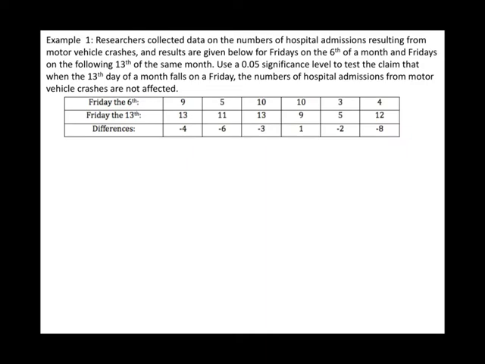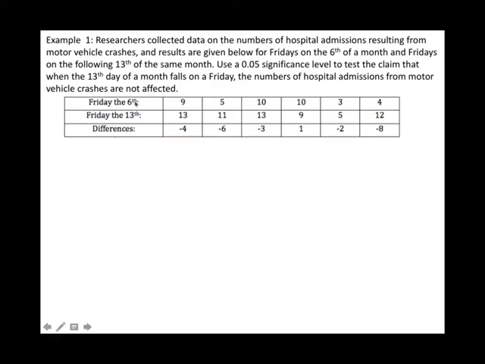Okay, example 1. Researchers collected data on the numbers of hospital admissions resulting from motor vehicle crashes, and results are given below for 5 days on the 6th of a month and 5 days on the following 13th of the same month. Use the 0.05 significance level to test the claim that when the 13th day of a month falls on Friday, the numbers of hospital admissions for motor vehicle crashes are not affected.